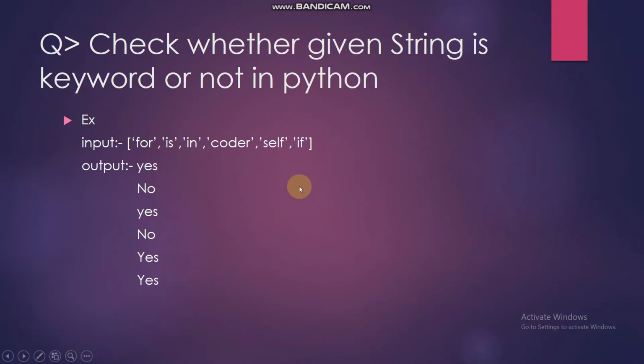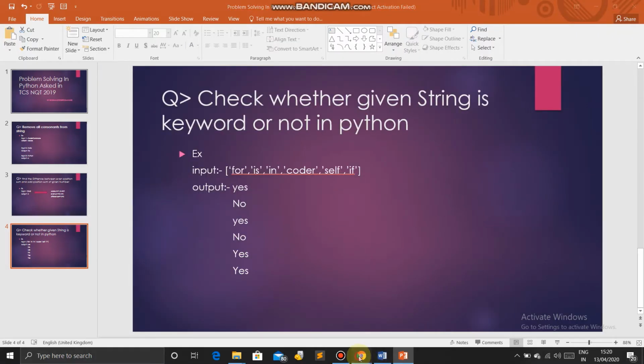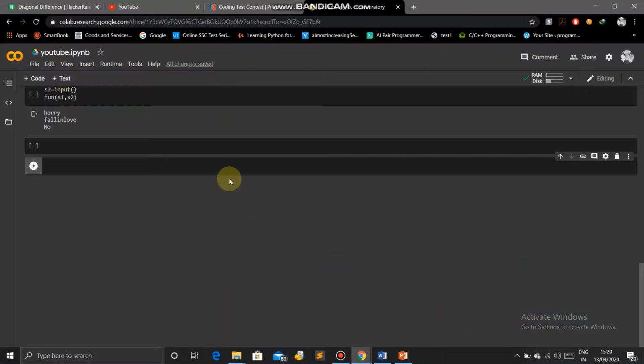The third question says to check whether a given string is a keyword or not in Python. So you can see here for, in, coder, self, if these are the strings given, and now let's check whether these strings are keywords in Python or not. So let's get started with the solution. We will code in Google Colab. Let's get started with the first problem.